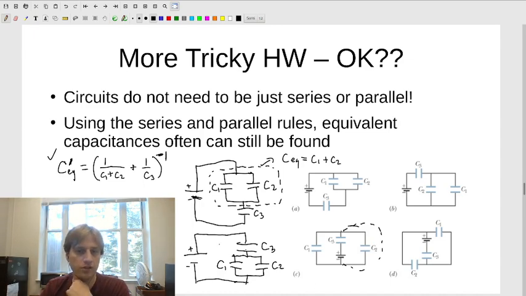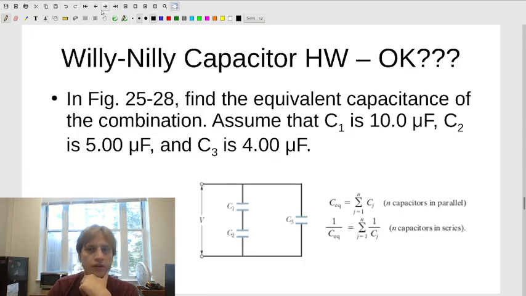I encourage you to draw them all in a similar way so that you can see what the trick is in this problem. Ultimately, they should all be the same capacitance. So I'm giving away the answer there, but I want you to draw the pictures so that you can see why that is.